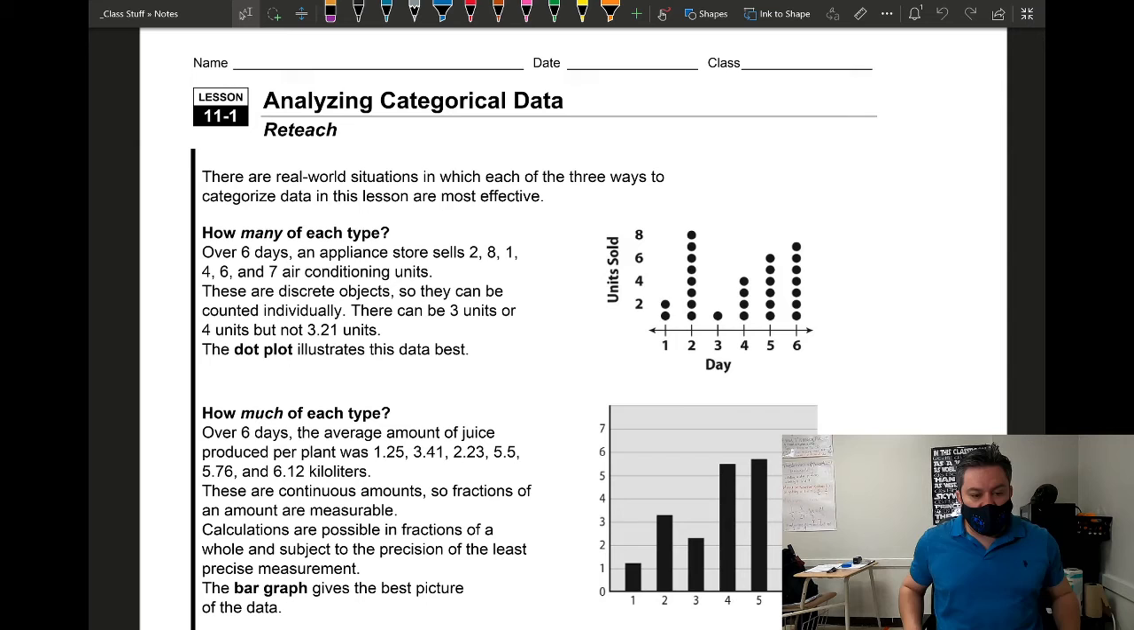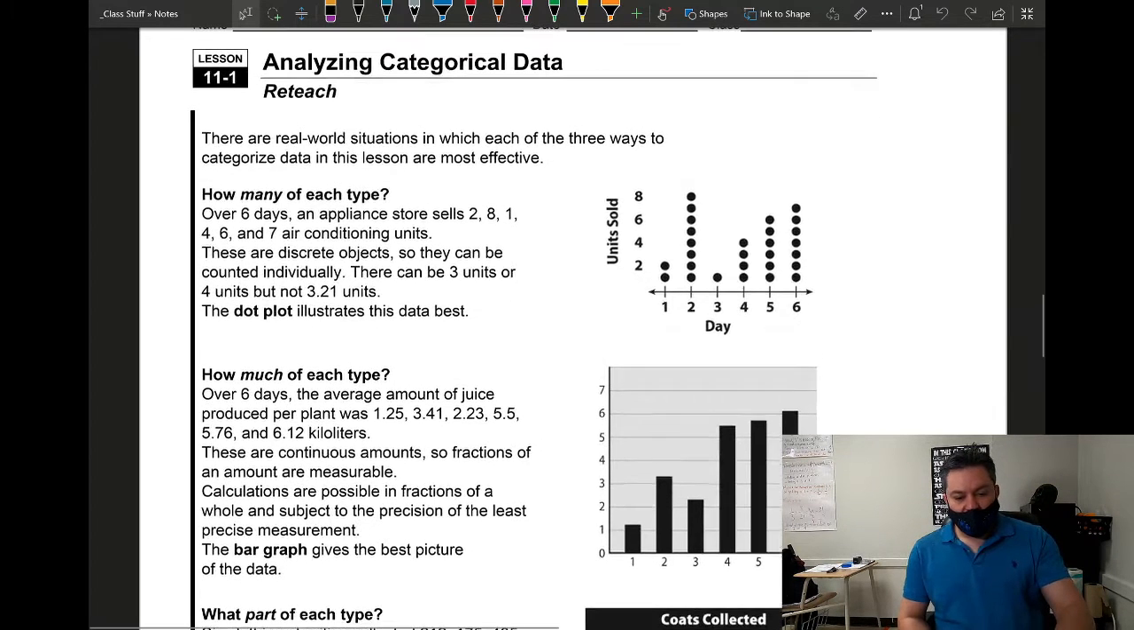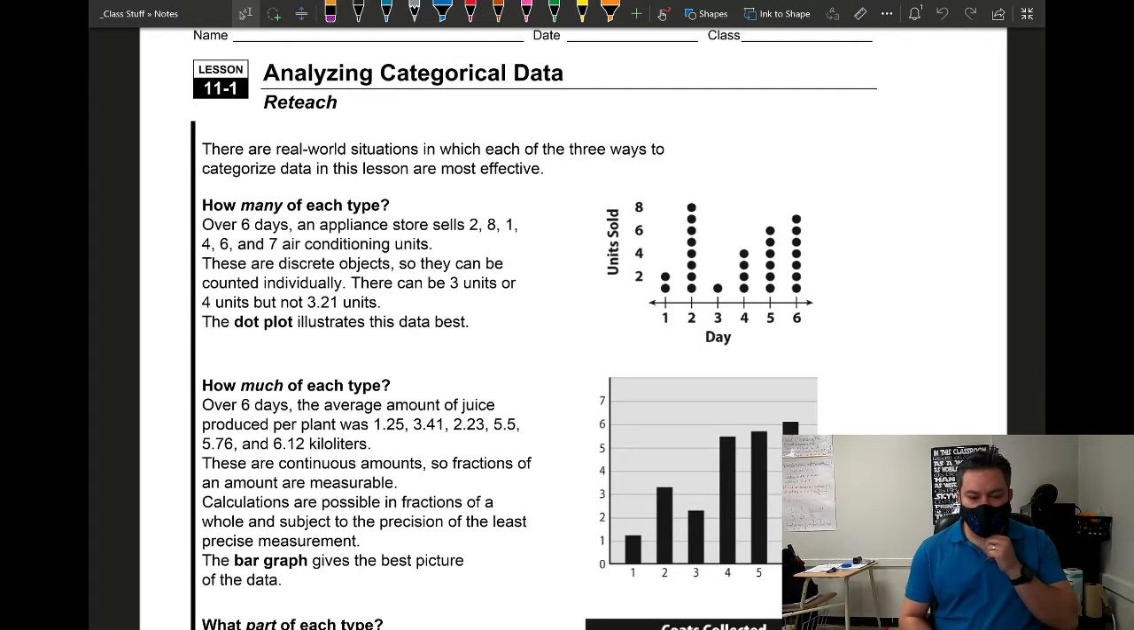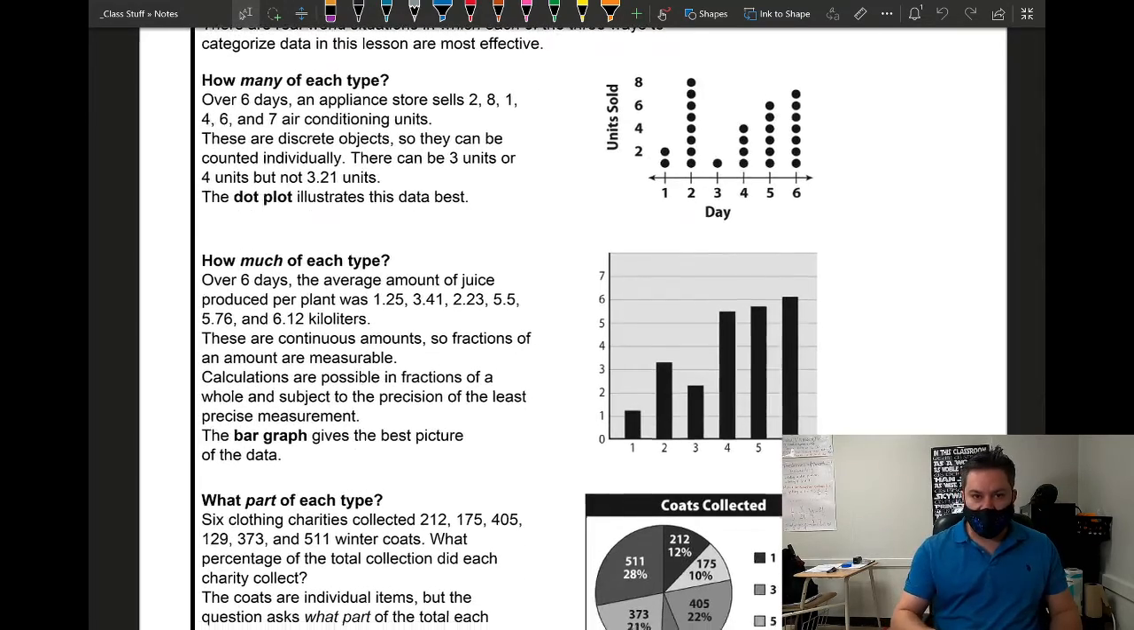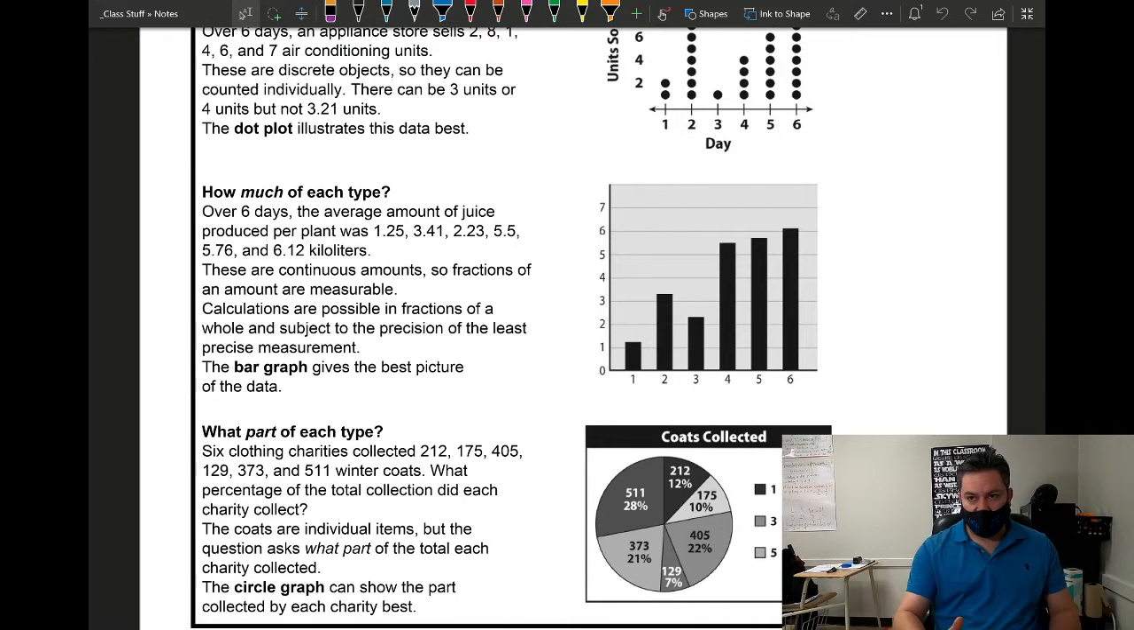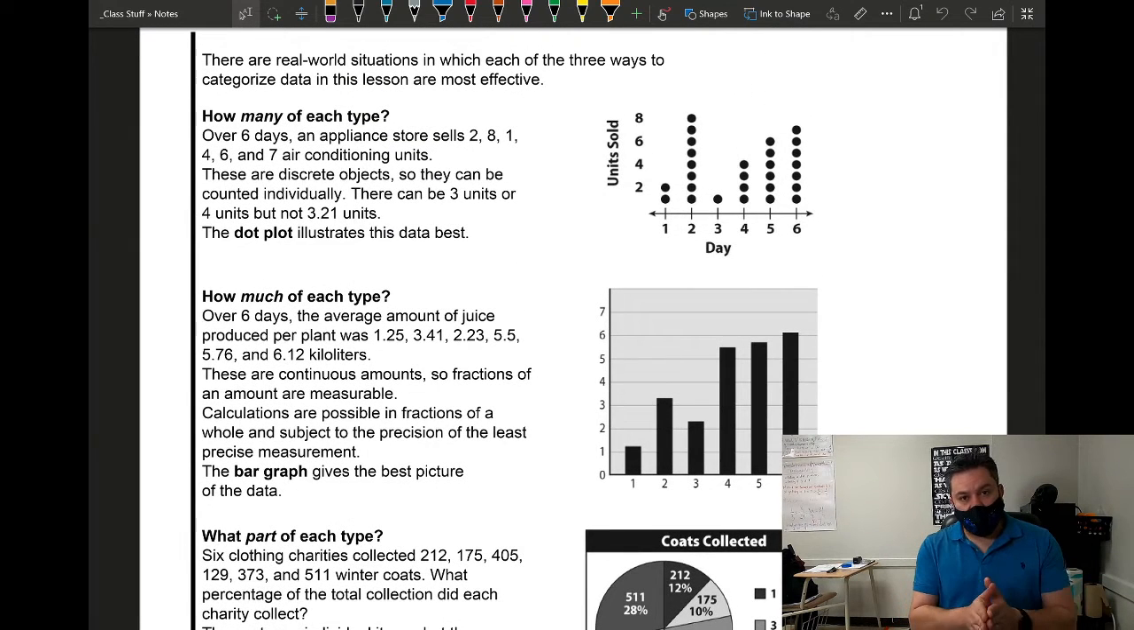And today we're gonna be analyzing categorical data, okay? So there are real world situations in which each of the three ways to categorize data in this lesson are more effective. The three we're gonna be talking about are the most effective ones. Over here on the right side, we have what are called dot plots. That's the first sample. The next one is gonna be a bar graph. And the last one, of course, is gonna be a circle graph. Each of these is gonna be used for different things, so we gotta pay attention to how we can use each of these.